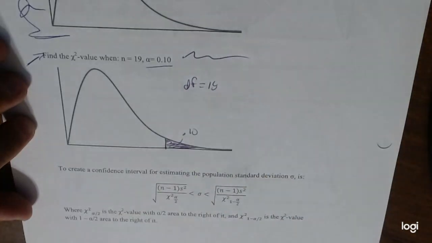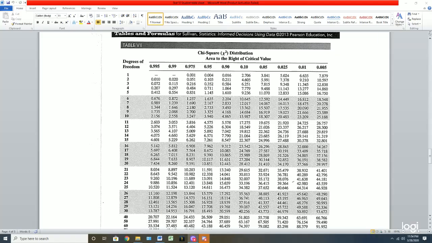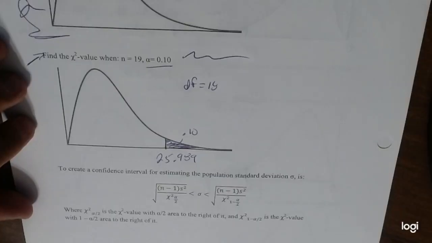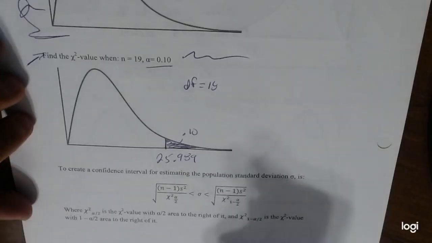Alright, so if we just quickly do that one, 0.10 is here, degrees of freedom of 19. No, sorry, 18. 18 gives you 25.989. So sorry about the confusion. Hopefully you went back-to-back in the videos so you can see that portion.